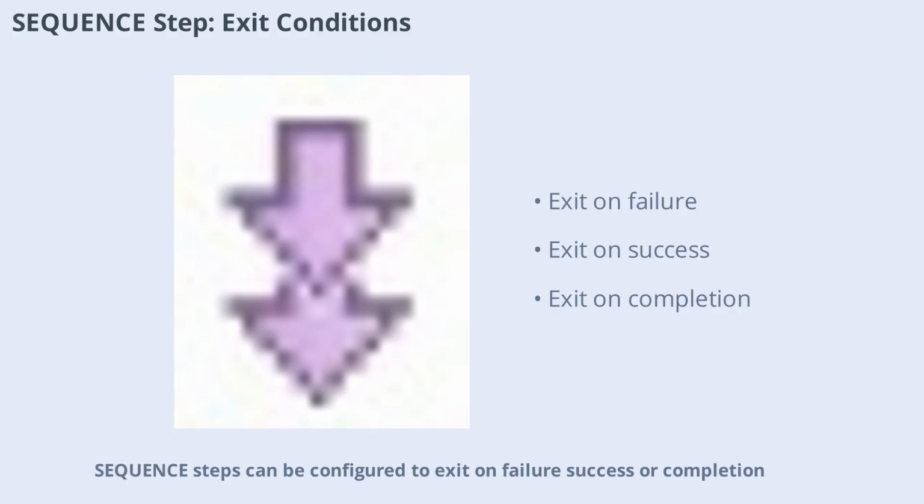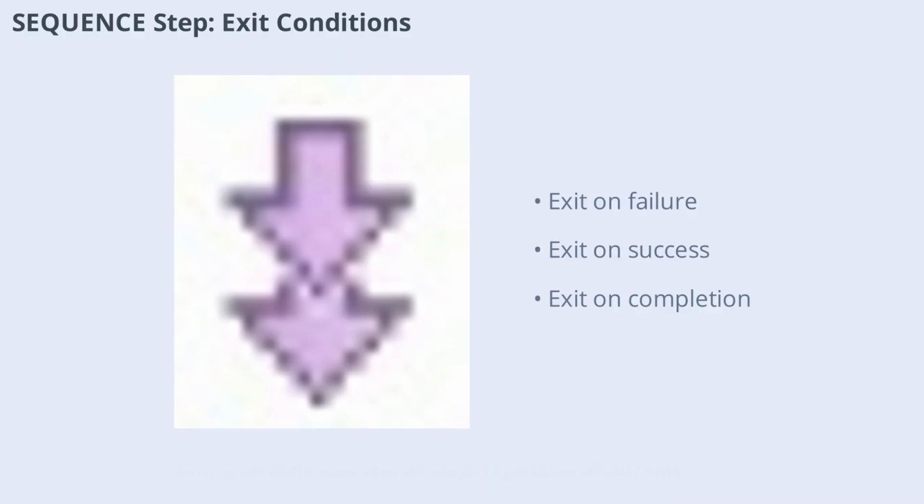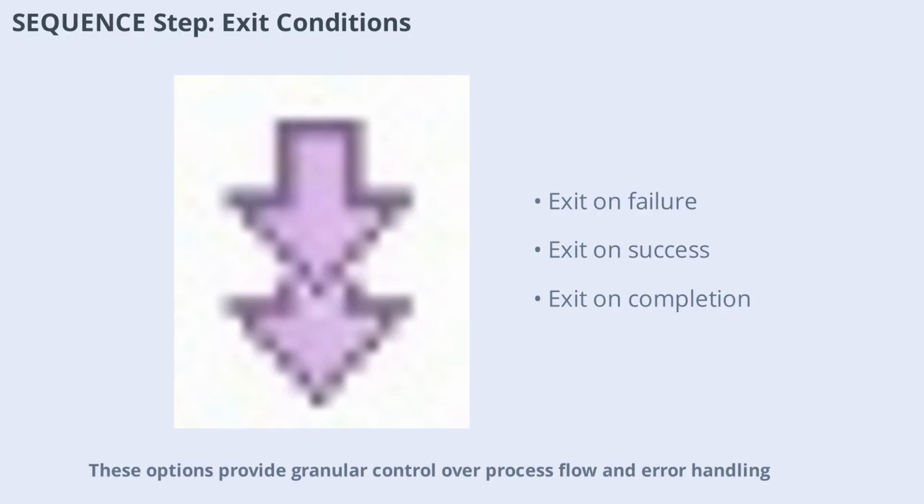Sequence steps can be configured to exit on failure, success, or completion. Exiting on failure skips remaining steps if one fails, while exiting on success stops after the first successful step. Exiting on done executes all steps regardless of outcome. These options provide granular control over process flow and error handling.